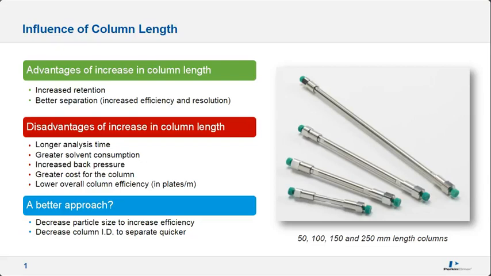However, there are a number of disadvantages to increasing column length, including longer analysis time, greater solvent consumption, increased back pressure, greater costs for the column, and lower overall efficiency in terms of plates per meter. A better approach might be to decrease the particle size to increase efficiency, or to decrease column ID to obtain a quicker separation.